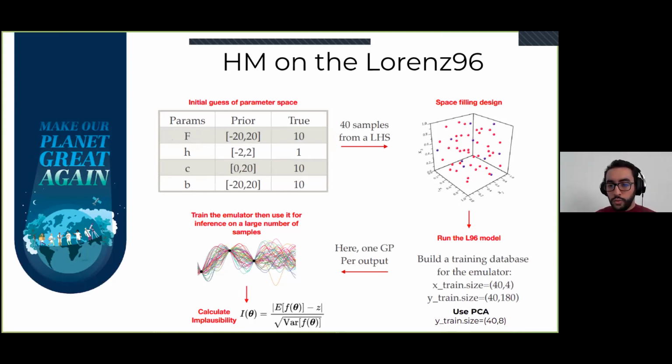Then you run your real L96 model. You build your training data set for the emulator. You can use PCA to reduce the number of dimensions here. And then you use your GPs, which are Gaussian processes, one per output, and train them so you can calculate implausibility.